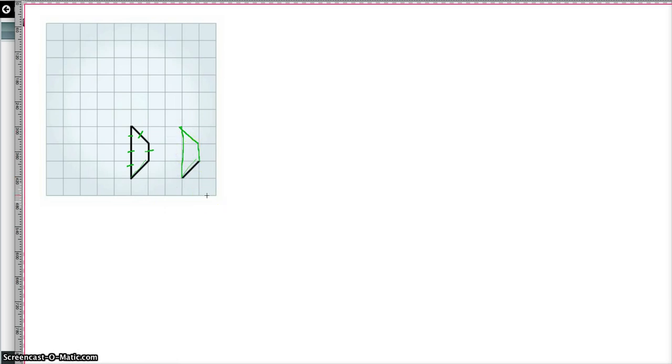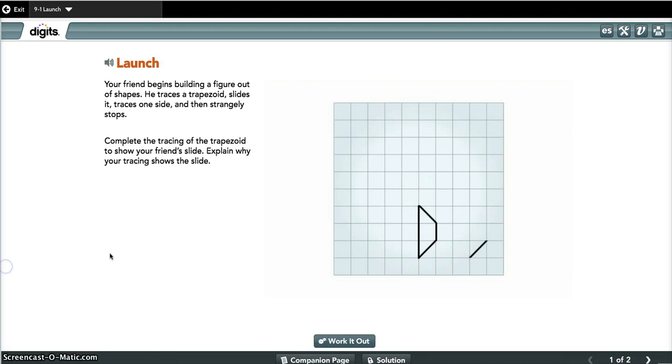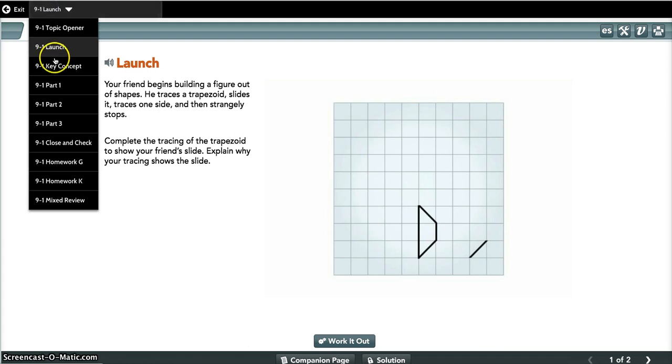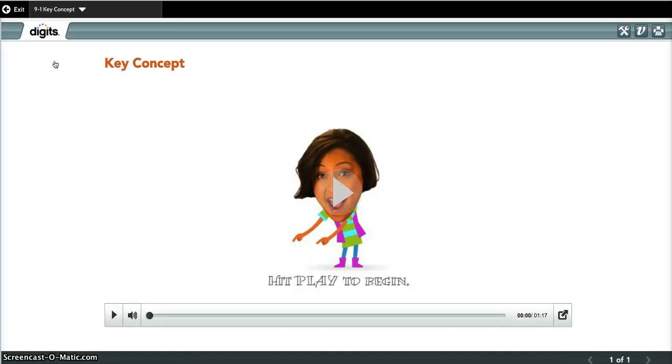And now if I were to have used perfectly straight lines, these two trapezoids would be exactly the same because I traced and followed the same measurements as this first one. All right, so that's what they're asking you, and explain why your tracing shows the slide. That's what we did. So what we're talking about today is what happens and what it's called when you slide shapes around on a graph.